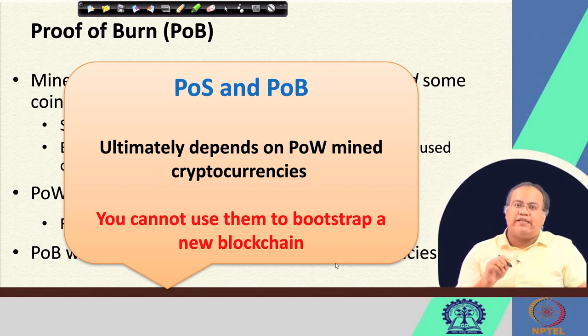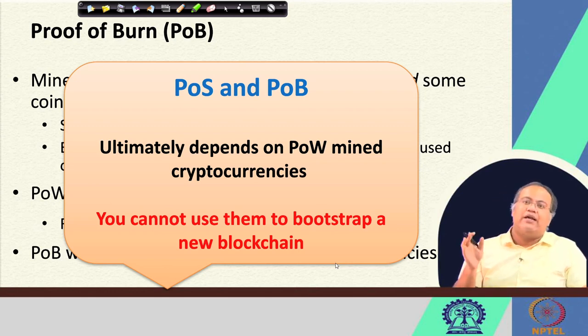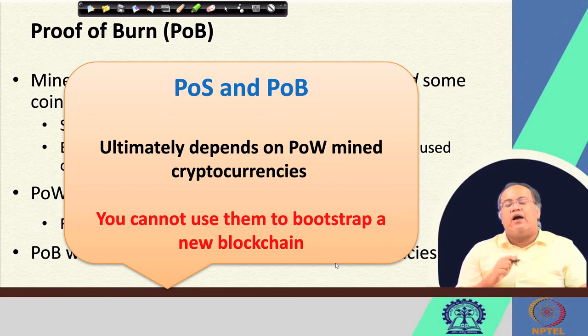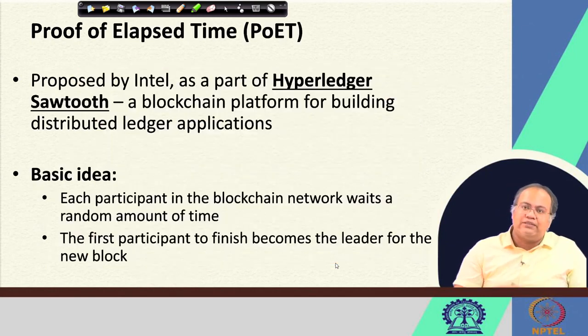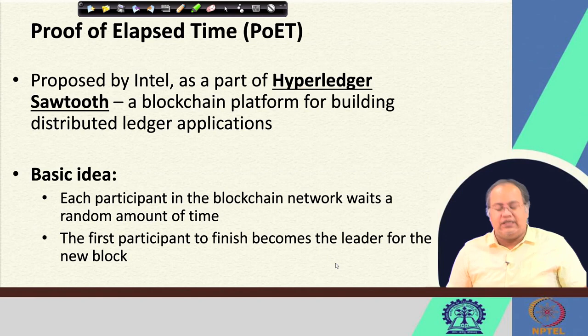So proof of stake or proof of burn cannot individually work as a bootstrapping consensus mechanism. You cannot simply start an open blockchain network with proof of stake or proof of burn. You need to first start with proof of work, and eventually you can move to proof of stake or proof of burn. In that context, some other consensus mechanisms have been proposed.